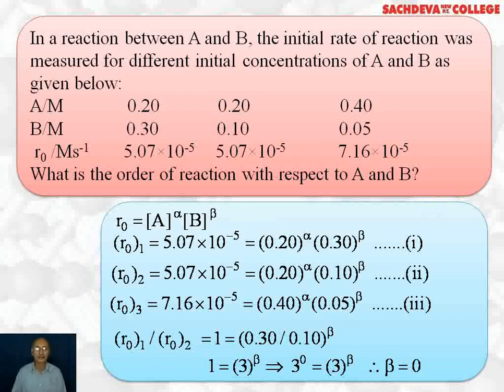Let's substitute the values R01, R02 and R03. After substituting the values, we will divide R01 by R02. We get 1, which is equal to 0.3 divided by 0.1 raised to the power beta. This comes out to be 1 equal to 3 raised to the power beta. 1 is equal to 3 raised to the power 0. 3 raised to the power 0 is equal to 3 raised to the power beta. Therefore, beta is equal to 0. It means order is 0 with respect to B.